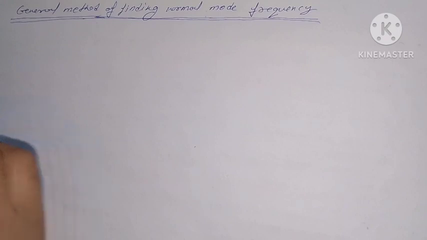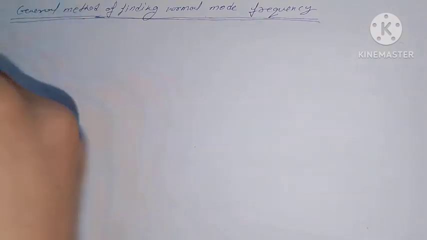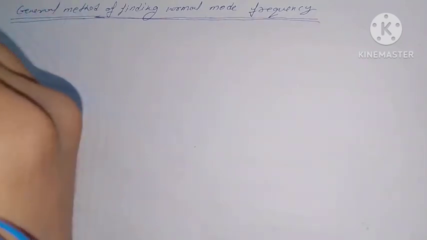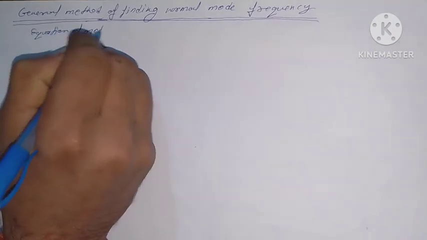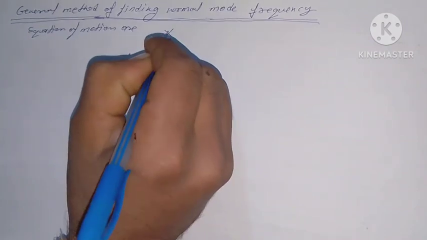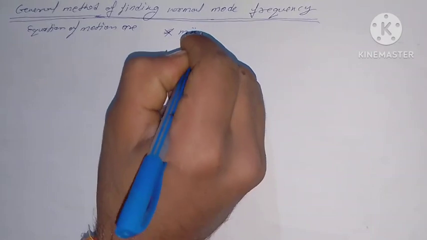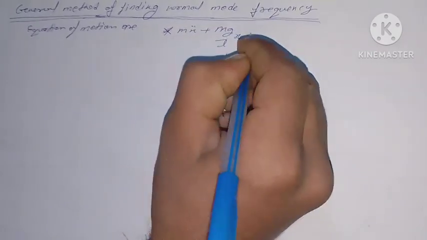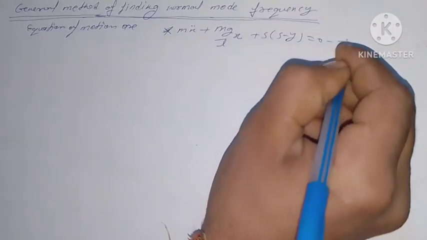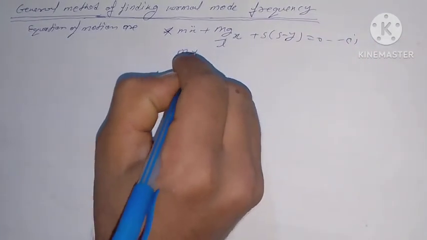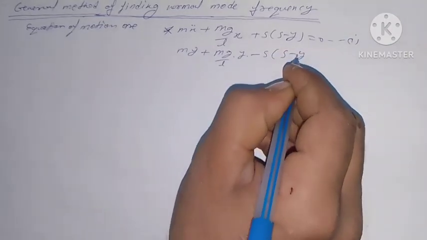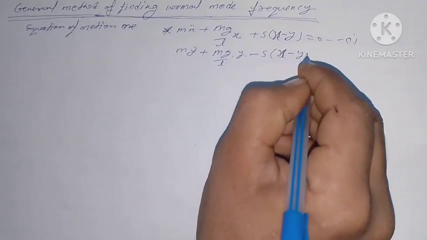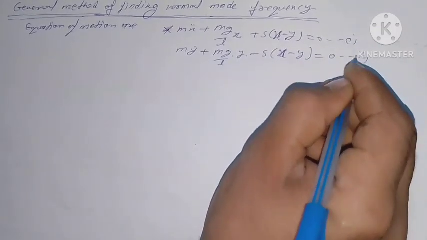General method of finding normal mode frequency. Consider a system of two coupled pendulums of the same length coupled by a spring of stiffness S. Their equations of motion are: m d²x/dt² + (mg/l)x + s(x − y) = 0, this is equation number first, and m d²y/dt² + (mg/l)y − s(x − y) = 0, this is equation number second, okay?